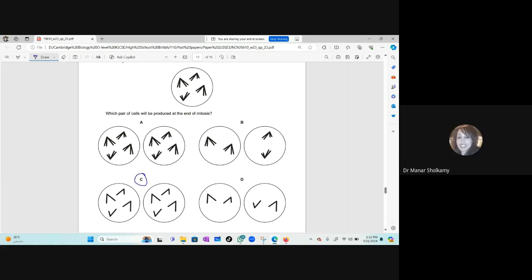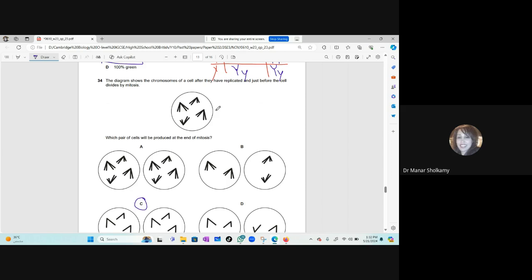Now, why is it C? Because just before mitosis, each DNA makes a copy of itself, and every copy goes to a cell. So we have here 4 chromosomes. The final cell also has to have 4 chromosomes, but only 1 copy of each chromosome. We have 4 chromosomes, and every chromosome made a copy of itself, so here we have a total of 8 chromosomes. When it divides, every cell will have 4 and 4.